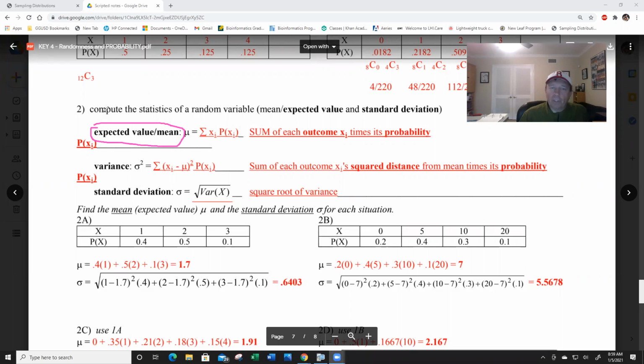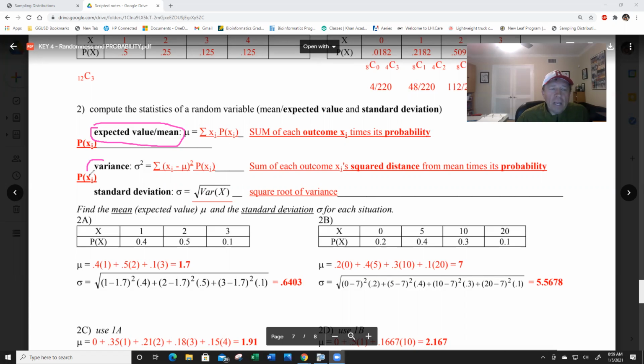Expected is the average. Okay, I think the expected number of children per family is like 1.98 or something like that these days. It's a little bit under 2. Okay, in America, it's less than the replacement rate. I read that somewhere. All right.